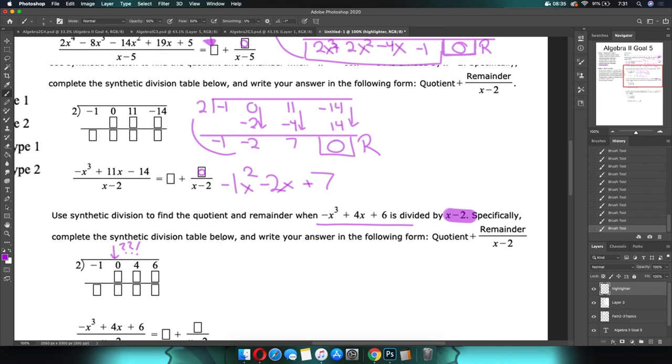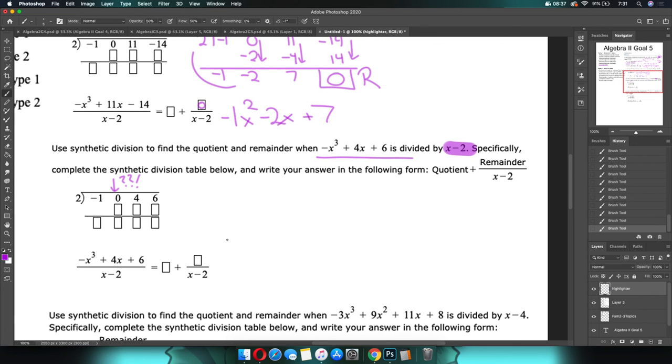Couple more examples because I want to make sure you're comfortable with this first. So we're going to set ourselves up. We have 2, -1, 0, because there's no x squared here, 4, and 6. So -1 pushes down, 2 times -1 is -2, pushes down is -2, 2 times -2 is -4, pushes down is 0, 2 times 0 is 0, and here's one, our remainder now is 6, so that's what's going to go in this little box here.